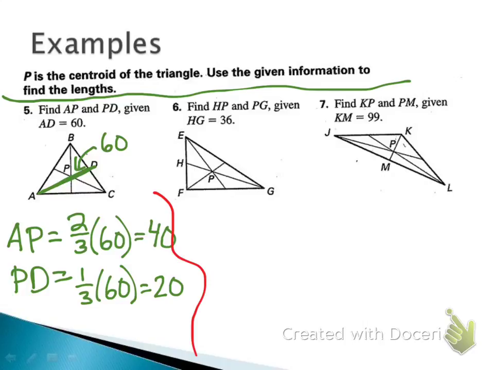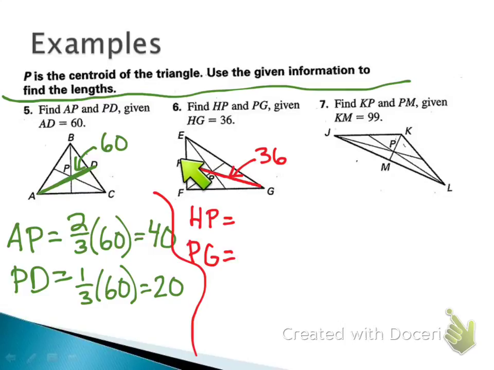Number 6 is the same thing. They are giving us the whole length of the median. That is 36 units. They're asking us to find HP, which looks like the smaller segment, and PG, which looks like the longer segment. You can tell because the longer segment is the one that touches the vertex. The shorter one is the one that touches the midpoint.